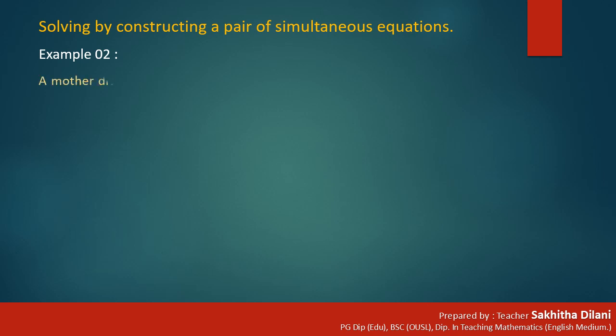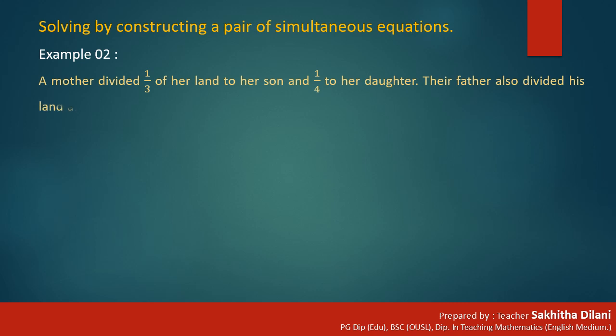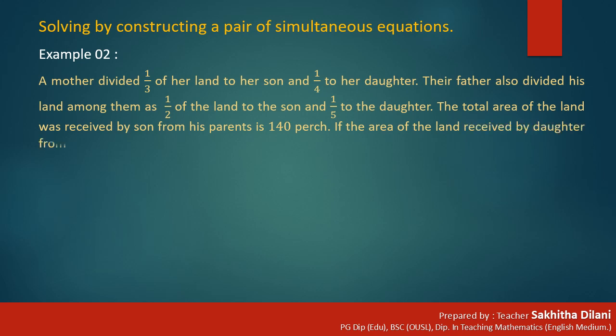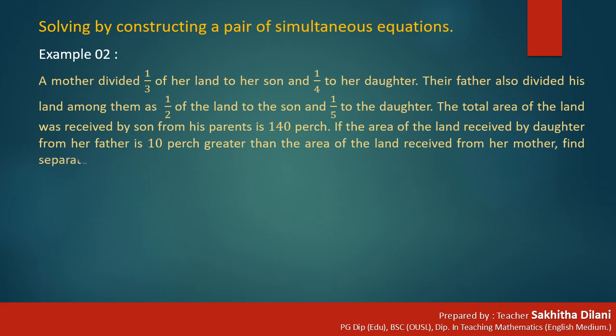A mother divided 1/3 of her land to her son and 1/4 to her daughter. Their father also divided his land among them as 1/2 of the land to the son and 1/5 to the daughter. The total area of the land received by the son from his parents is 140 perch. If the area of the land received by the daughter from her father is 10 perch greater than the area of the land received from her mother, find separately the areas of the lands initially had by mother and father.